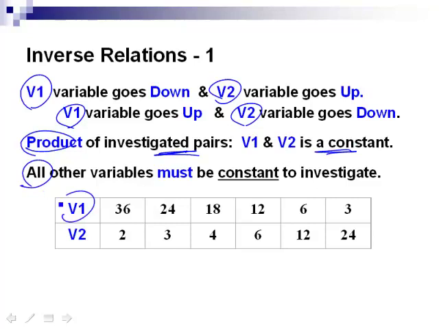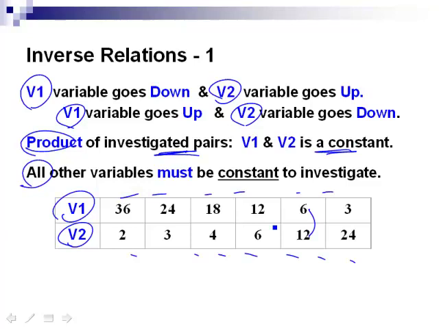All right, now V1 is decreasing in value here, where V2 is increasing in value. All right, that makes sense. One's going down, the other's going up. Now let's look at the products. Well, let's look at this one. This is an easy one.